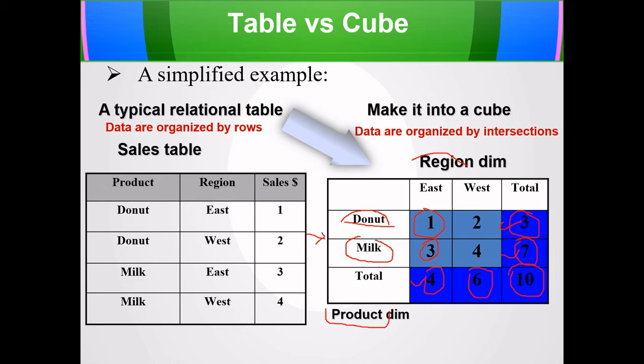also the product dimension. So if your manager wants to find out the total sale of the donut in East and West region, directly my manager will fetch this value from the cube. If my manager wants to find the total sale of the milk product in East and West region, directly my manager will find this value from the cube. No need to execute the runtime query, right?